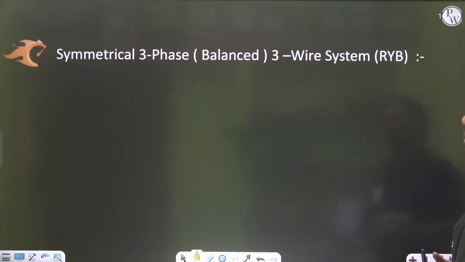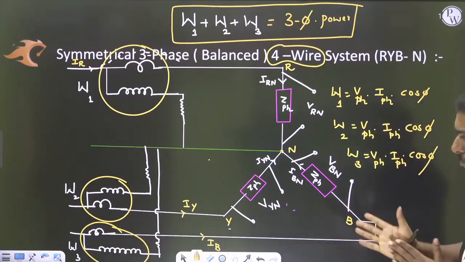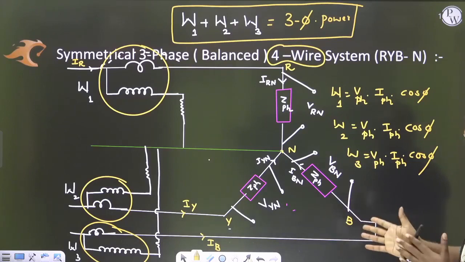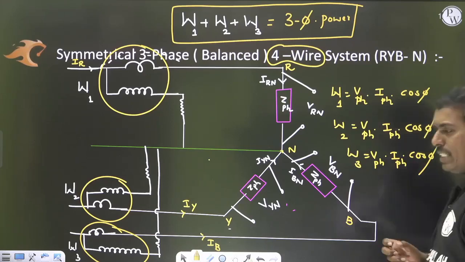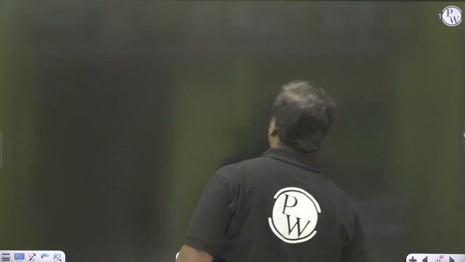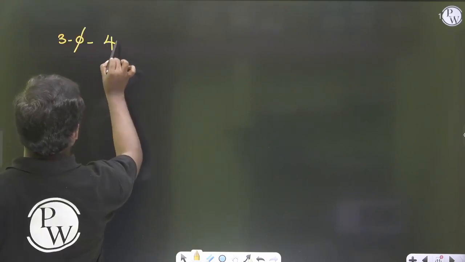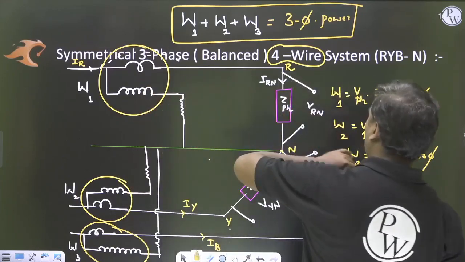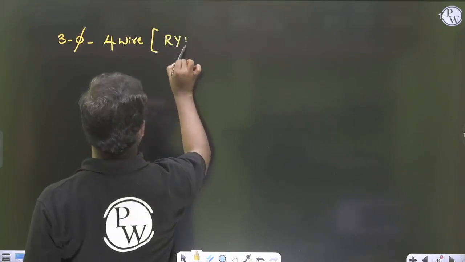Now with this understanding, we'll move to the symmetrical 3-phase balanced 3-wire system. Clear? Any diagrammatical difference? You got it? Yes, perfect. But what is happening here? How many coils are used? If you see the 3-phase 4-wire system, symmetrical means balanced, 3-phase 4-wire system. 4-wire means what? R, Y, B, N.